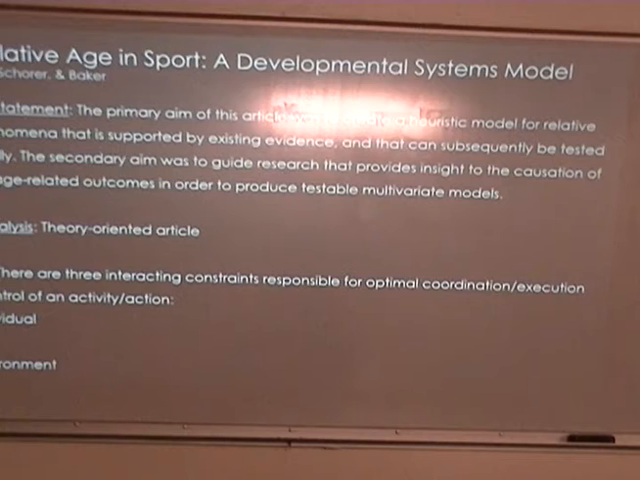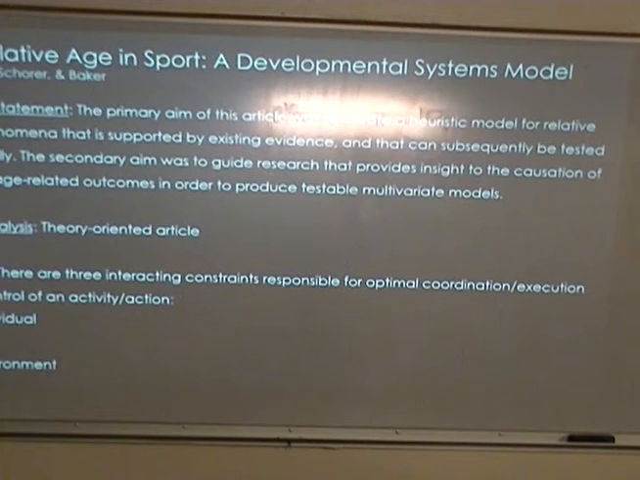Again, the last article was essentially trying to provide a theoretical foundation from which researchers can further understand or explain ARE in sport, whereas this one delves a bit deeper. There were two aims for this article. The first was to create a heuristic model for the age phenomena that was supported through existing evidence and can be tested over and over again empirically. The second aim was to guide research that provides more insight into the causation of ARE in order to produce more testable multivariate models.